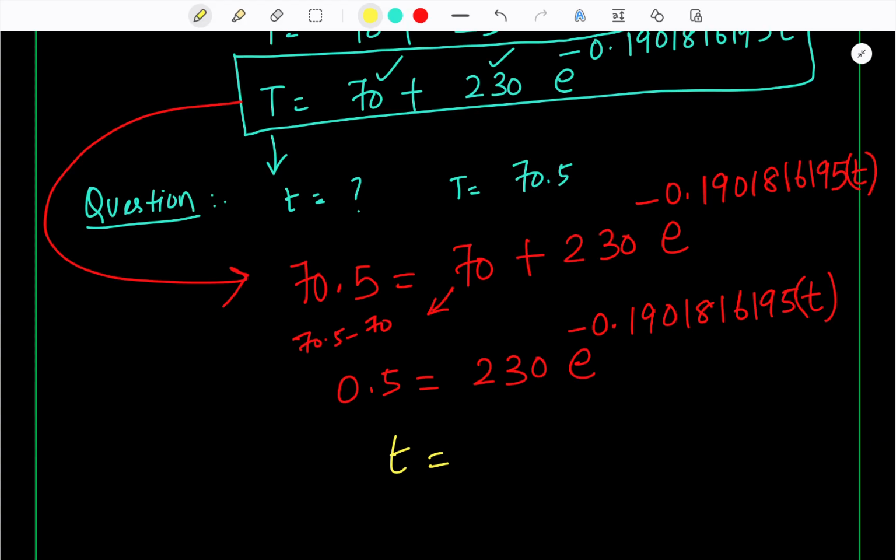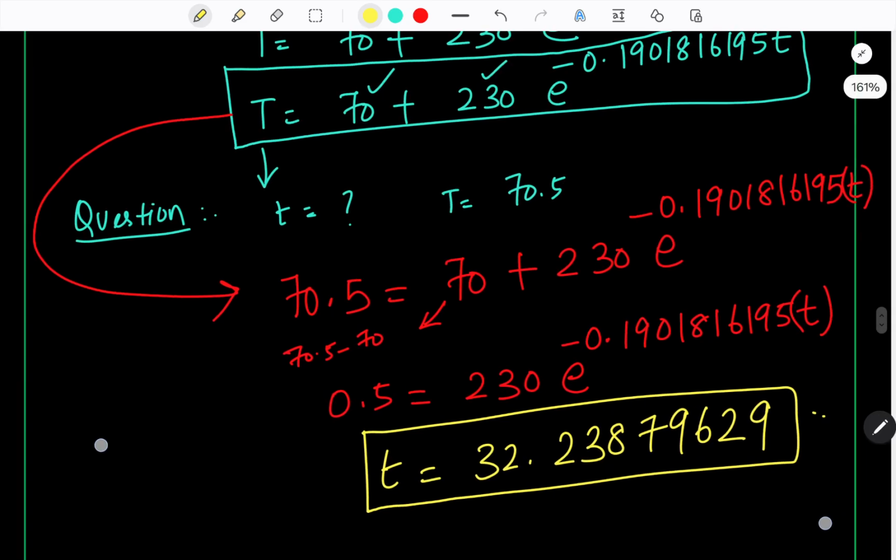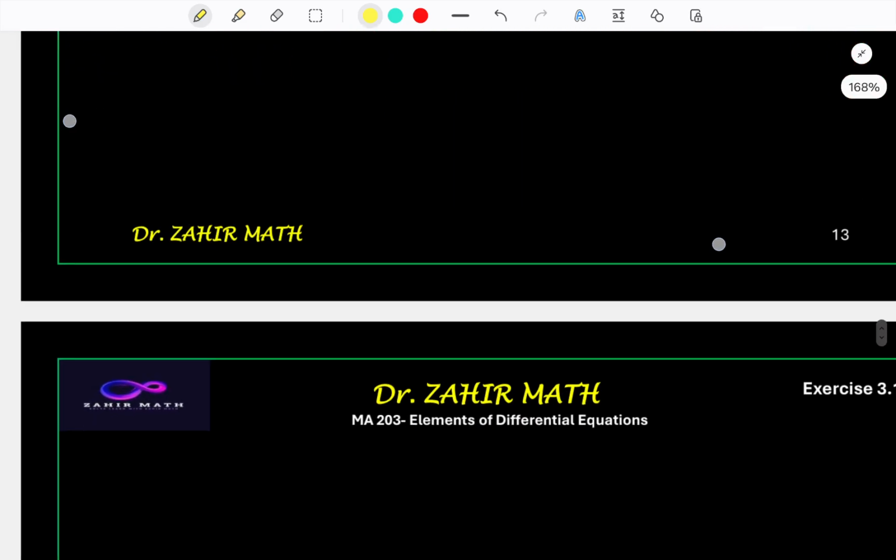Some people may think, teacher, you can share the calculator screen in this tab itself. While recording, I cannot minimize the screen and bring the calculator back. So this is 32.2387929. So this is your time. Okay, so this finishes your solution. Now it's clear, the idea is the same. So just go ahead with this.